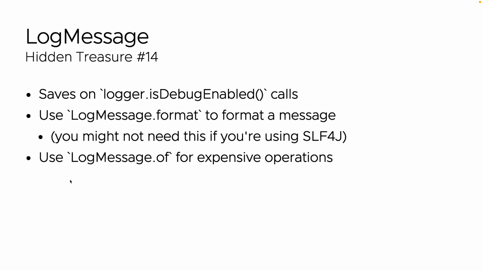So they did some performance testing and found that was pretty good and enough to allow us to get rid of all the isDebugEnabled kind of methods that you quite often see in code. And there's a lambda version as well, so LogMessage.of takes a supplier that can return the string, so you can do anything you want. You don't just have to use the format version.